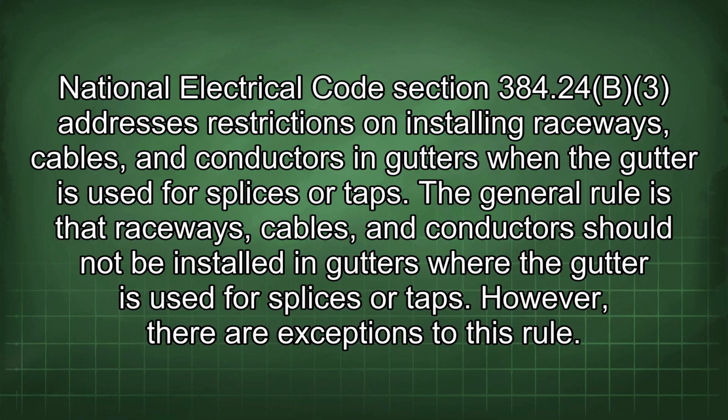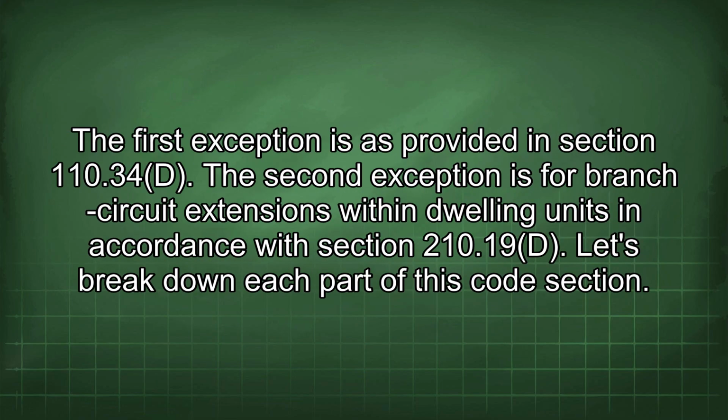The general rule is that raceways, cables, and conductors should not be installed in gutters where the gutter is used for splices or taps. However, there are exceptions to this rule. The first exception is as provided in Section 110.34(d). The second exception is for branch circuit extensions within dwelling units in accordance with Section 210.19(d). Let's break down each part of this code section.